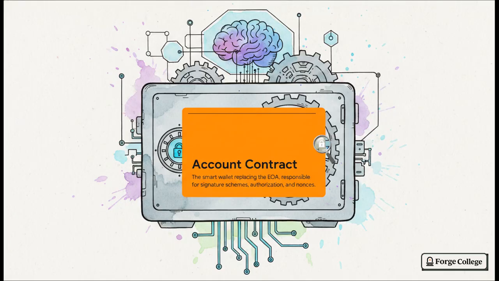Then we have the account contract. This is it. This is your smart wallet. It completely replaces the traditional EOA, or externally owned account, that you might be used to. The account contract is where all of your beautifully custom logic actually lives. So if you want multi-signature rules or social recovery or maybe some temporary session keys, you encode it right here. It's absolutely the brains of your personal security setup.